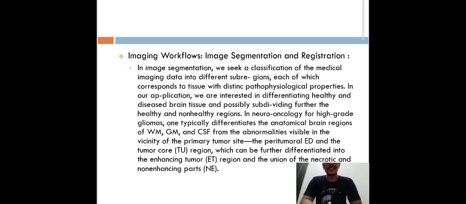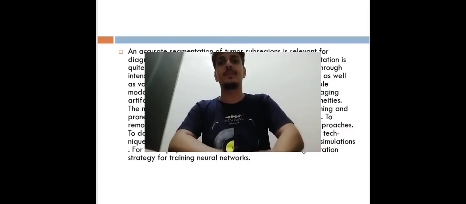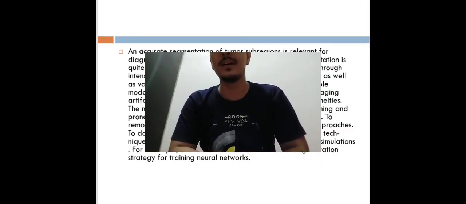One typical differentiation: the anatomical brain regions WM, GM, CSF, from the abnormalities visible in the vicinity of the primary tumor site, the pure tumoral ED and the tumor core TU region, which can be further differentiated into the enhancing tumor ET region and the union of the necrotic and non-enhancing parts NE. Accurate segmentation of tumor subregions is relevant for diagnosis and treatment planning.